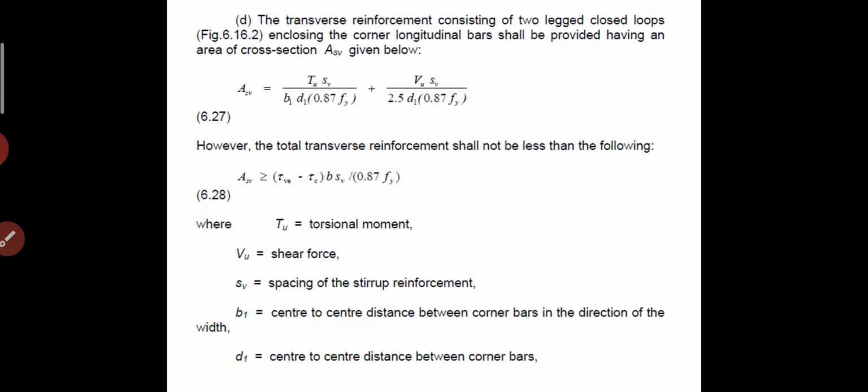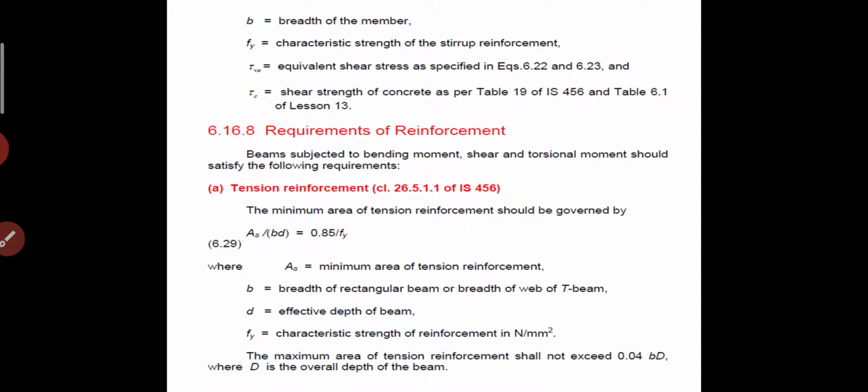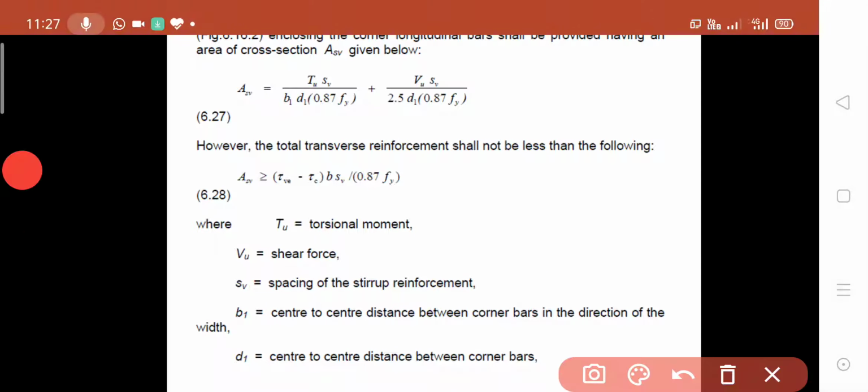However, the total transverse reinforcement shall not be less than ASV greater than or equal to (tau v minus tau c) into b Sv upon 0.87 fy.